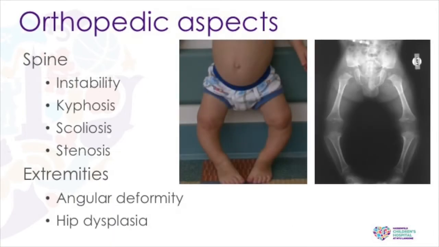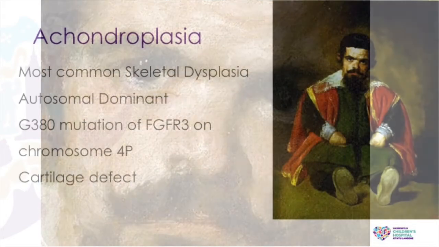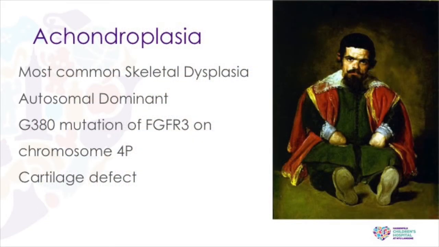The orthopedic aspects that should be remembered for patients with skeletal dysplasias include looking at the spine for instability, kyphosis, scoliosis, and stenosis, and the extremities to determine the presence of angular deformity and hip dysplasia. By far, the most common form of dwarfism or skeletal dysplasia is achondroplasia. We can go back to this incredible painting by Diego Velázquez, which shows the facial characteristics, but also the body habitus of a typical patient with achondroplasia. Again, this is the most common skeletal dysplasia.